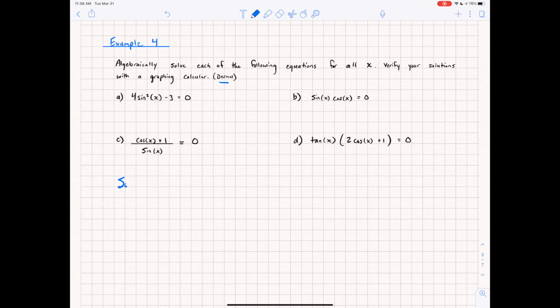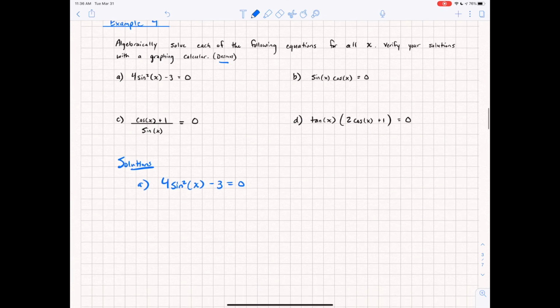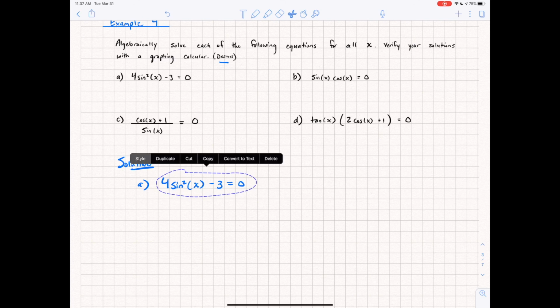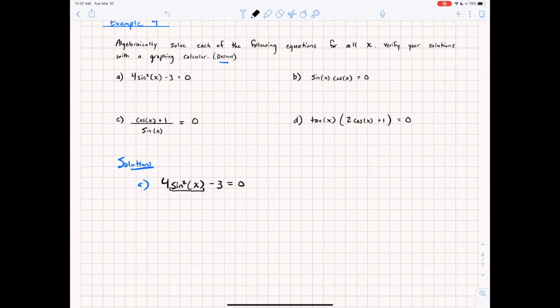All right, so solutions. Let's take a look at A. I have 4 sine squared x minus 3 is equal to 0. Like I said before, and I'm going to swap over to a black coloring, if that's okay. I really don't like looking at the blue today. Like I said before, I'm going to treat sine and my trig as one big variable. So I want to get this variable by itself. So that means I'm going to add this minus 3, and then I'm going to divide by 4. So I get sine squared of x is equal to 3/4.